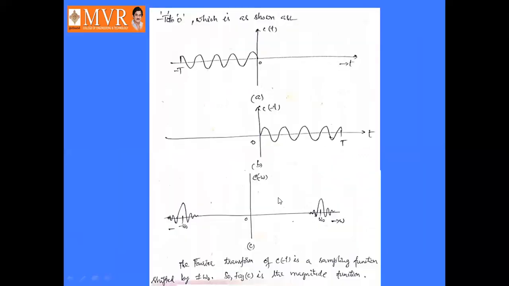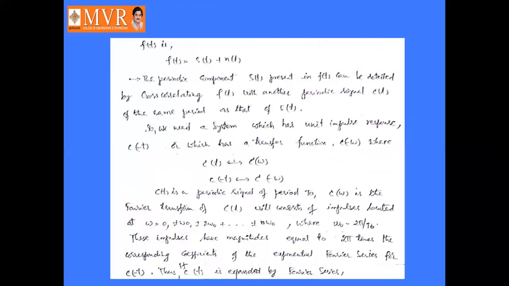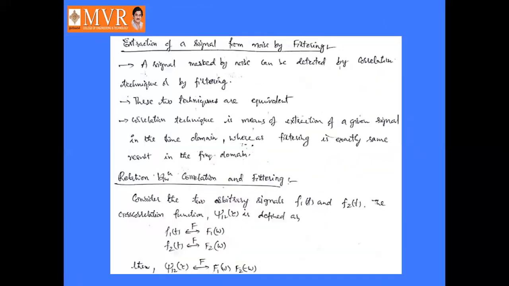Okay, that is about the cross correlation and extraction of a signal from noise by filtering. So the filtering technique is used in the frequency domain and the correlation technique is used in the time domain. Okay.